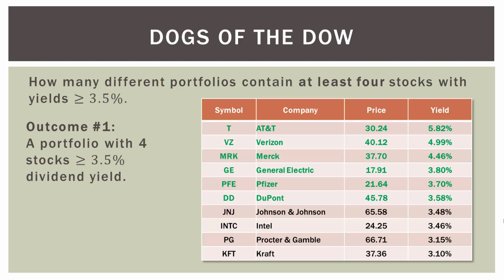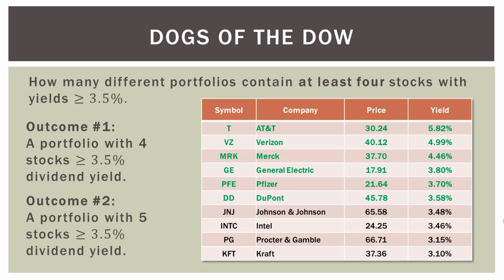So outcome 1 would be a portfolio with 4 stocks that are greater than or equal to 3.5% dividend yield. Our second outcome would be a portfolio with all 5 stocks that are greater than or equal to 3.5% dividend yield. So when we have at least 4 stocks in our prompt there at the top, we have to consider 2 outcomes. 4 stocks with that yield and 5 stocks with that yield. So let's go ahead and take a look at those.